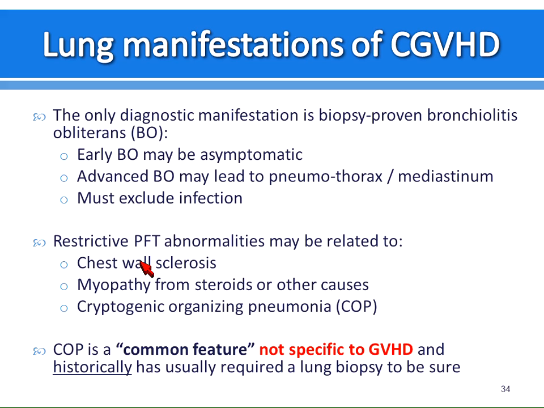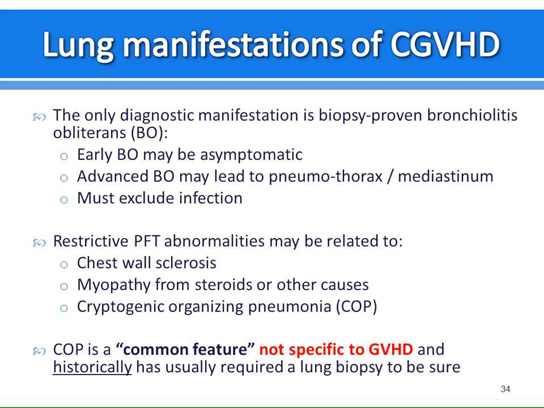On the other hand, restrictive lung function abnormalities may be related to chest wall sclerosis, so the patient becomes encased in their thorax essentially and can't expand as well. Myopathy from steroids or other causes. For example, you might get a very severe myopathy acutely from statin therapy. And then what we used to call BOOP, and it's now being called cryptogenic organizing pneumonia, that is a common feature not specific to GVHD and historically has usually required a lung biopsy to be sure.